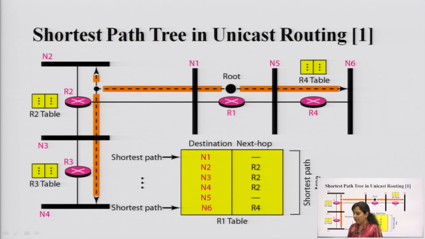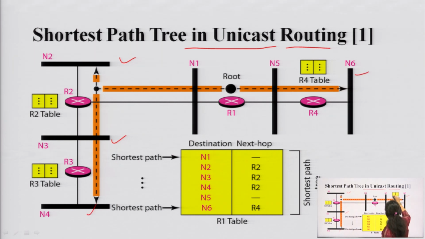Next one is shortest path tree in unicast routing. In this case, you will see what shortest path tree is considered in unicast routing. This one is network second, this one is network third, this is network fourth, this one is 5, 6, so five different networks are connected in this case. This is router 1, this is router second, this is router third and this one is router 4, which has been connected over here.